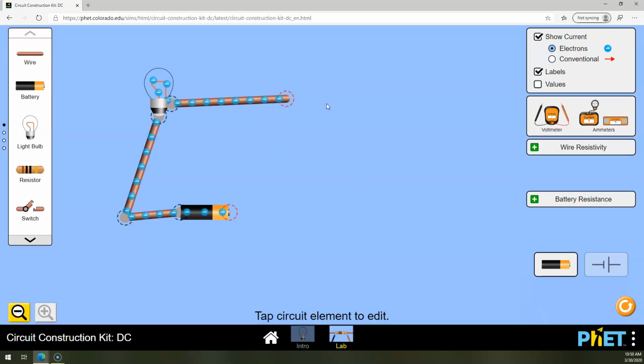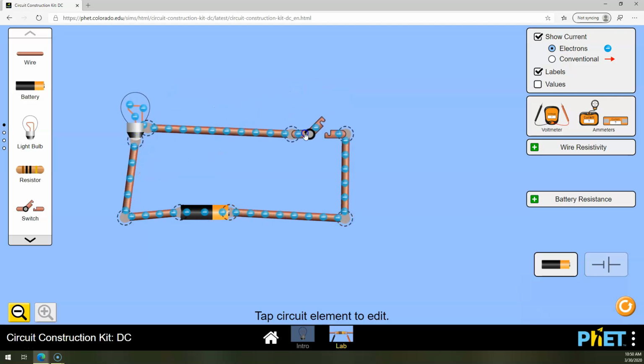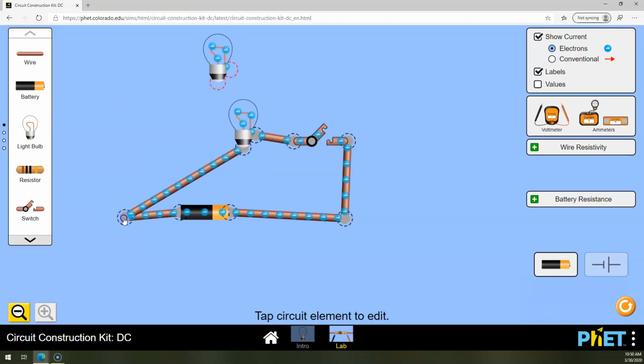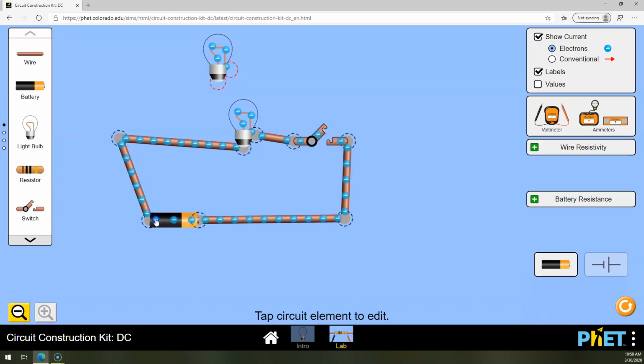Actually, I want to switch. Switch, wire, down, over. And let's build a second light bulb up here, just like we just had. Oops, that was silly of me. Sorry, this won't be as pretty. There we go. Now it'll be pretty.